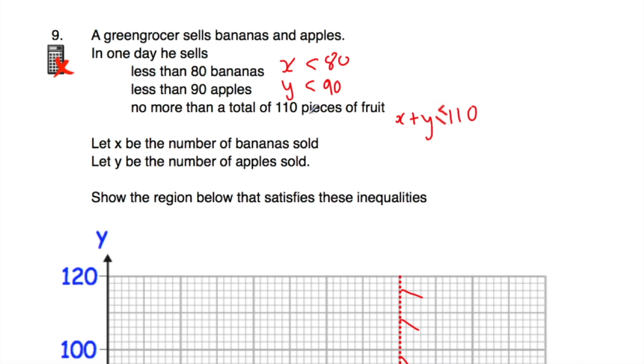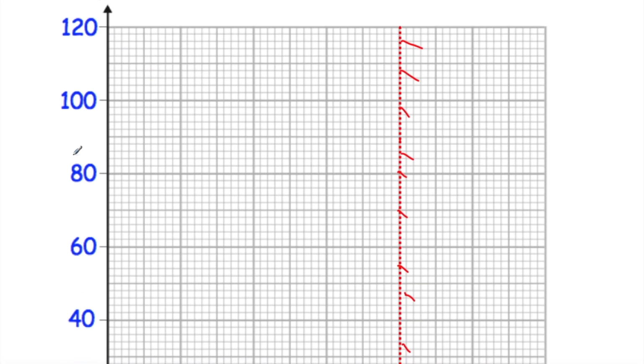Our next inequality, Y is less than 90. So Y is less than 90. Let's do a horizontal line crossing the Y-axis at 90, and it's going to be less than 90, so then we're going to want below that line. So let's draw that horizontal line to begin with. So there's 80 on the y-axis, there's 100 on the y-axis, so 90 on the y-axis will be there, and we're going to draw that horizontal line. It was less than 90, so it's going to be a dashed line. So let's draw that horizontal dashed line going through 90 on the y-axis.